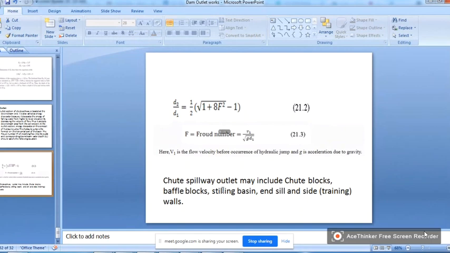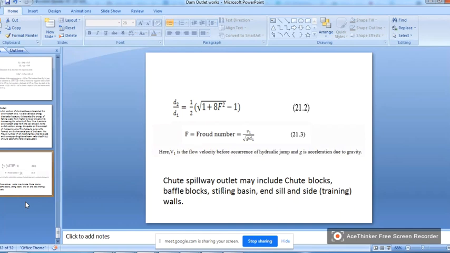Any question? Side channel spillway, I don't have a figure, you can see it in a textbook. A side channel spillway is like this. Water spills over the spillway, and then the channel will be aligned parallel to the spillway. That is called a side channel spillway. It is like this.